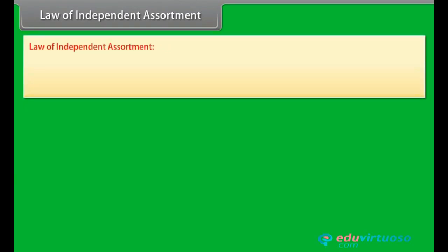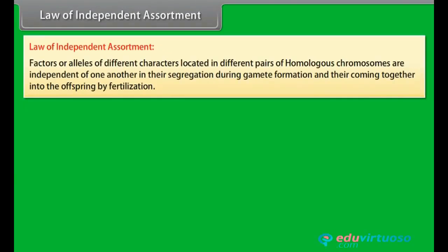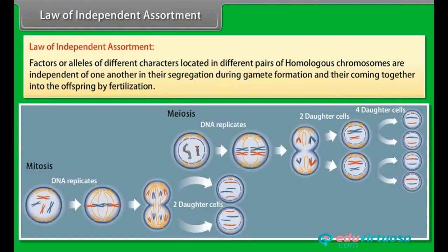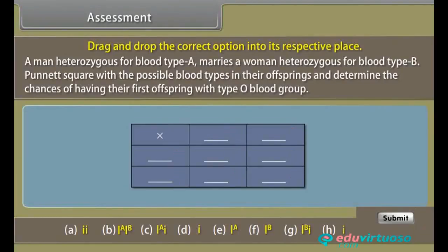Law of independent assortment. Factors or alleles of different characters located in different pairs of homologous chromosomes are independent of one another in their segregation during gamete formation and their coming together into the offspring by fertilization. Assessment. Before proceeding further, let us know how much we have learned.